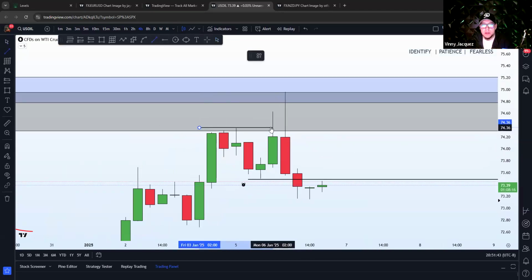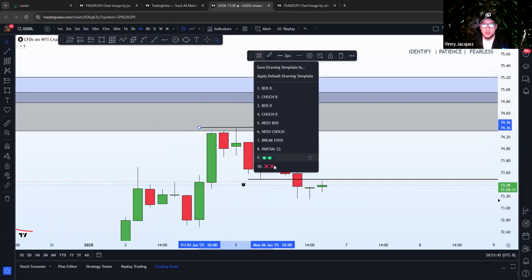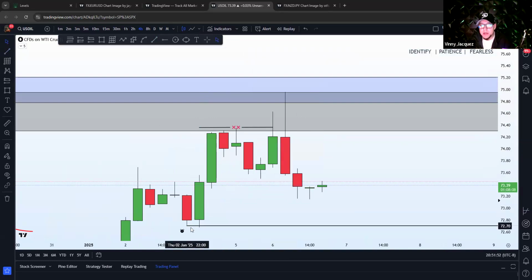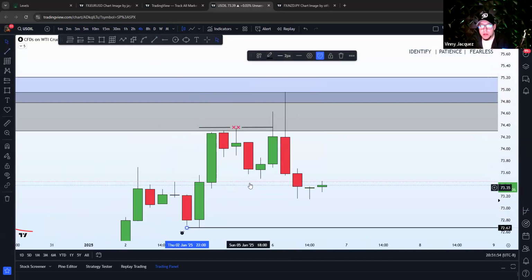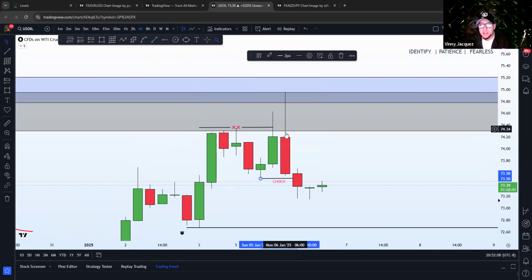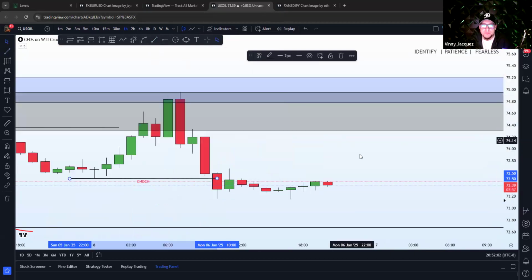We have a BOS to the upside, or this would be more of a liquidity sweep than a BOS because we don't have a full body close above this line. But we definitely have the change of character. I'm going to move this down here so I know when the market continues to break. Now, if I drop to a lower time frame, you're going to see it much more clearly. So let's go to the 1 hour.